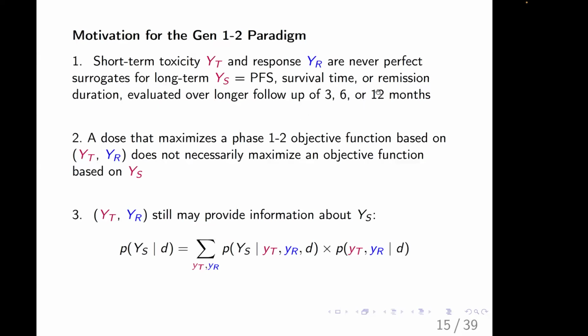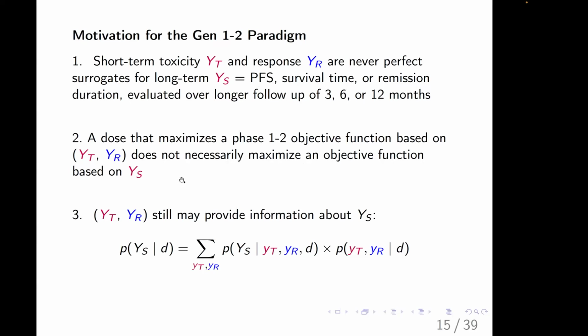So the idea is the evaluation window for the toxicity and response is short, and the evaluation window for PFS is longer. So a dose that maximizes a phase 1-2 objective function based on the early outcomes does not necessarily maximize any objective function in terms of the long-term outcome. Let's just call this PFS.